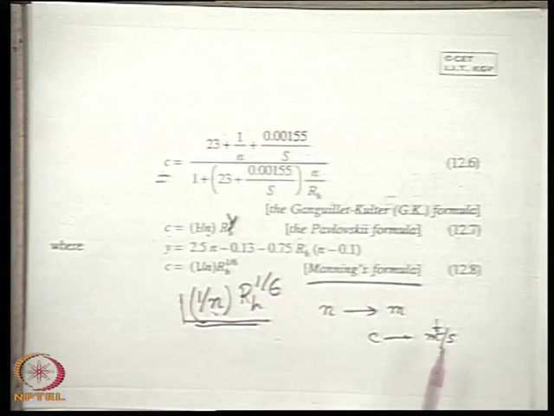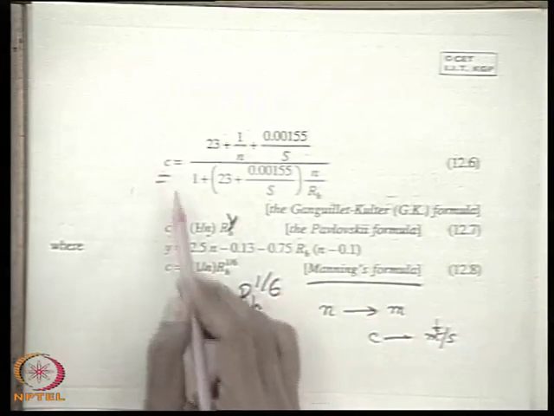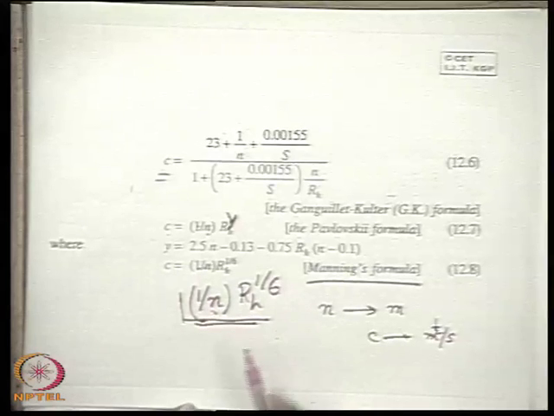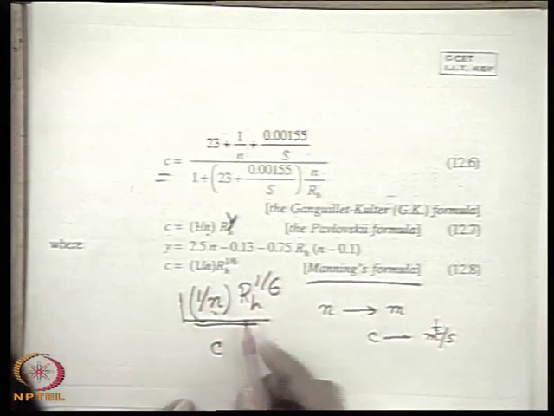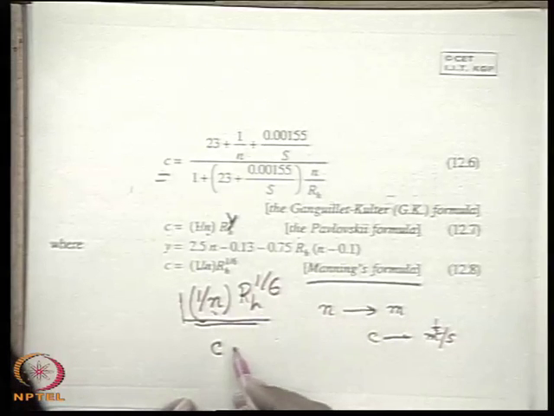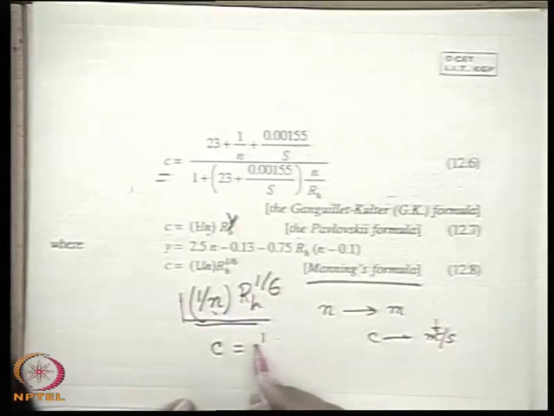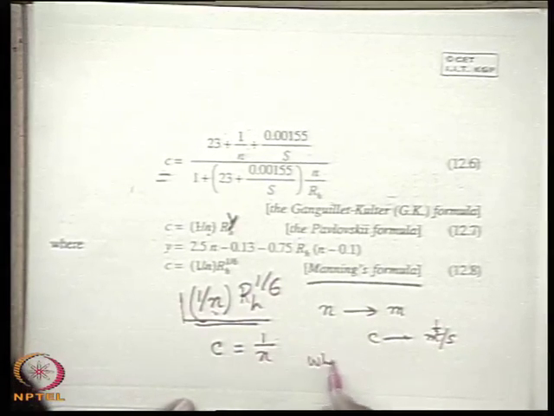Now, one interesting feature can be observed from these formulae: all these empirical formulae give the same value of Chezy's coefficient C as 1 by n when R_H is equal to 1.